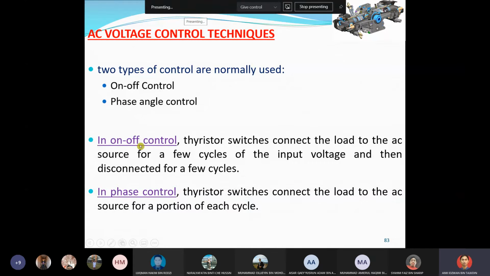Okay, so in on-off control, thyristor switches connect the load to the AC source for a few cycles. So ada a few cycles dia sambungkan dengan load and the input voltage and then disconnected for a few cycles. Dia main macam cycles lah. Okay, on dan off. Okay, so in phase control pula, thyristor switches connect the load to the AC source for a portion of its cycle. Kita ada portion lah. So dia bergantung kepada alpha.